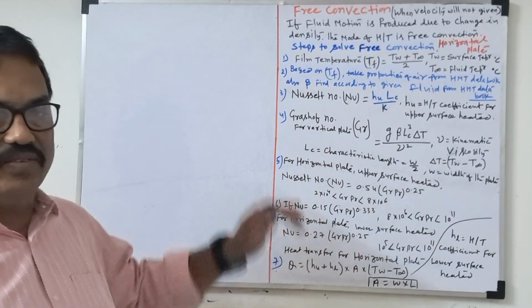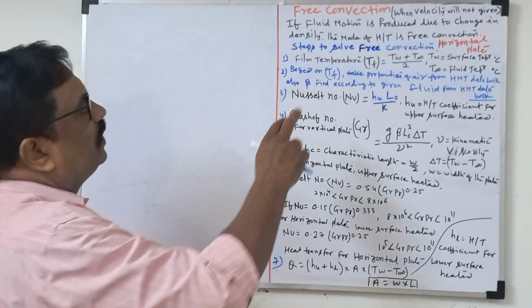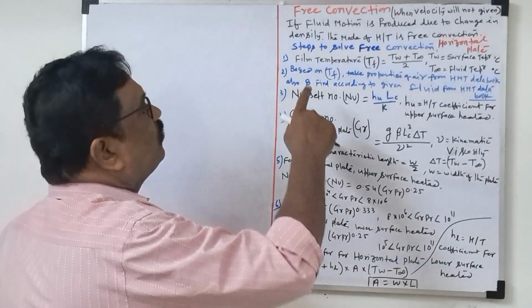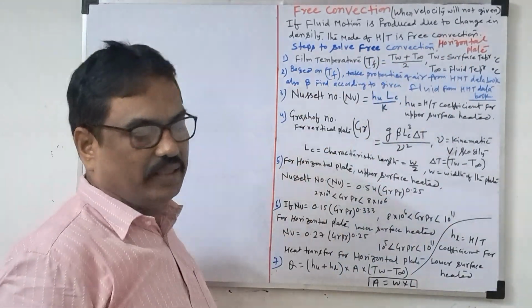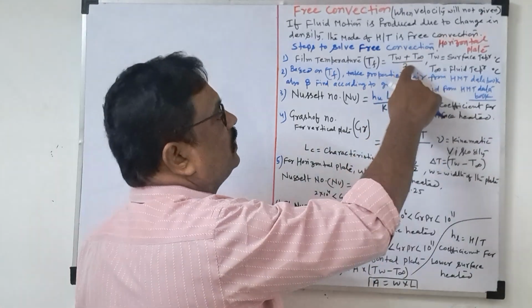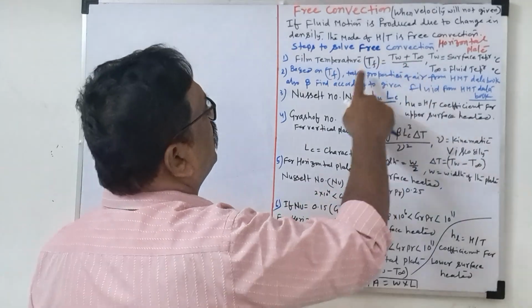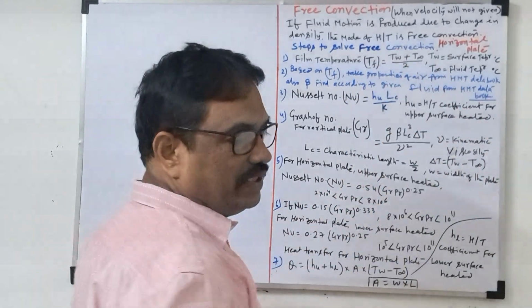This is the theory I'll discuss first, then we will go to the problem. So what are the steps to solve free convection for the horizontal plate? As usual, we find the film temperature: surface temperature plus fluid temperature divided by 2. Based on the film temperature, we look up the properties of air from the HMT data book.